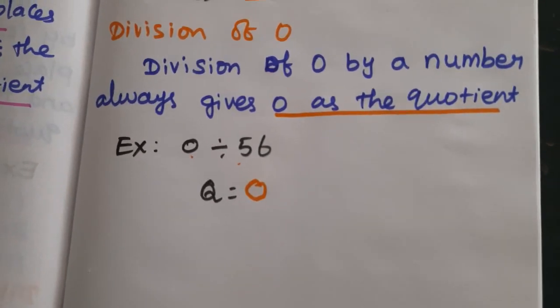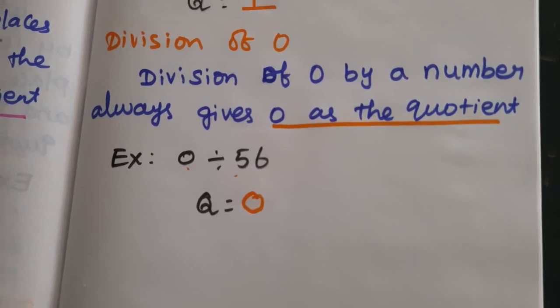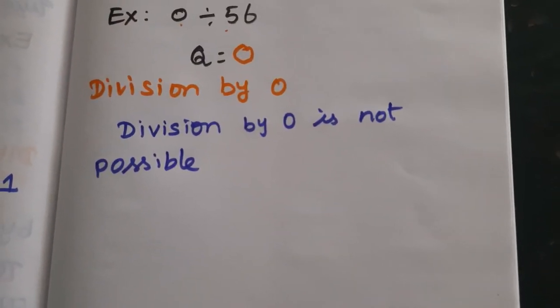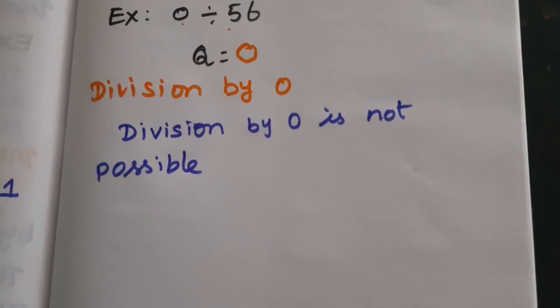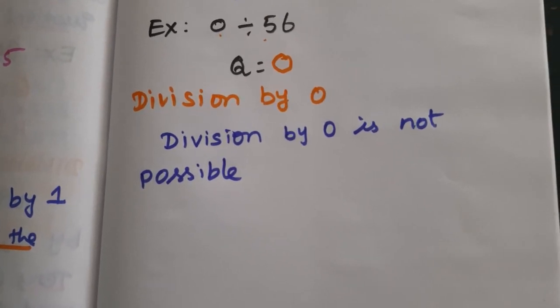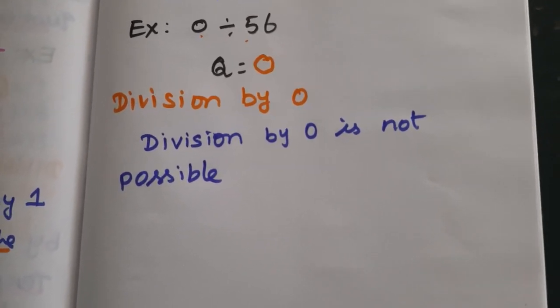One more property in division, the last property, is division by 0. Division by 0 is not possible. So these are the properties of division. Now we have to recall that division.